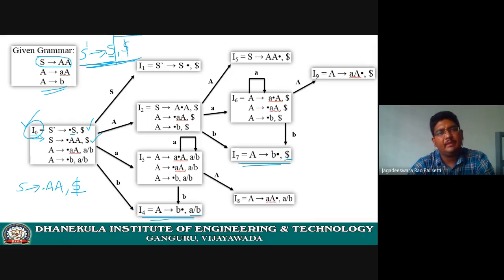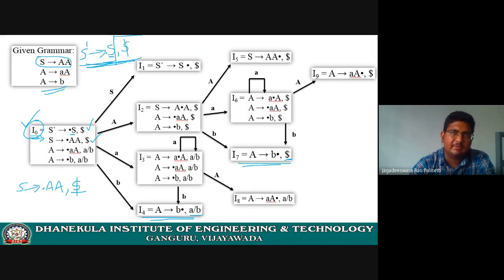Am I clear now? I am explaining how I get I0, and how I get the production rules in I0 with lookahead symbols. Please focus. Please understand how I create I0 so that you can continue on your own. Everything is repeated in every step. Okay. So this is my second production rule.